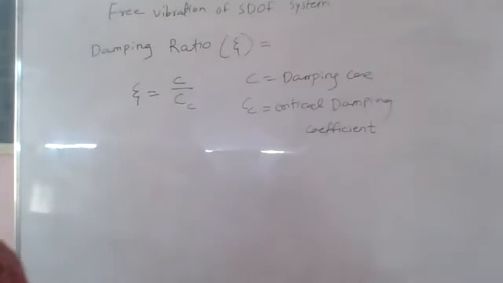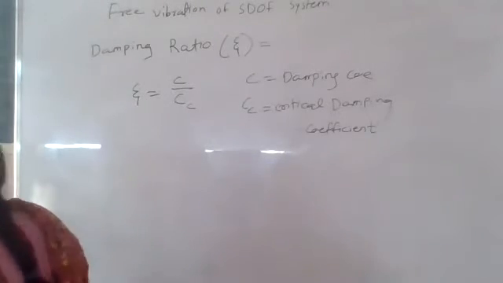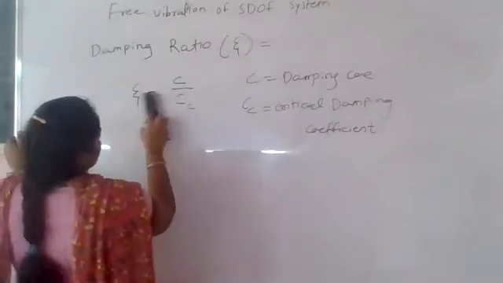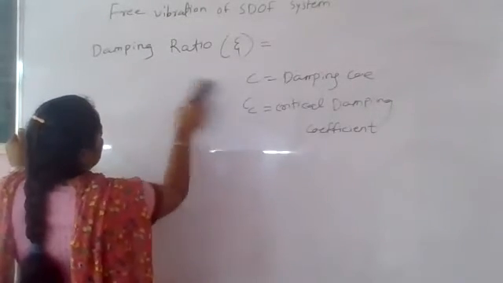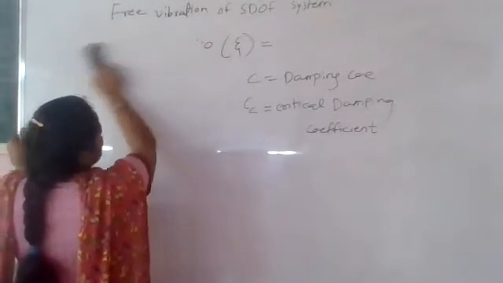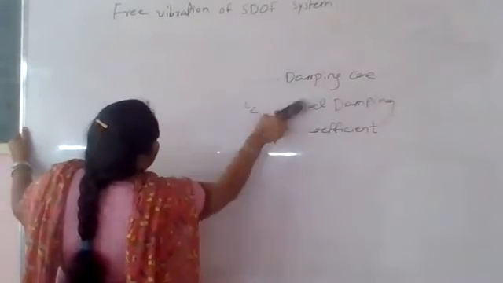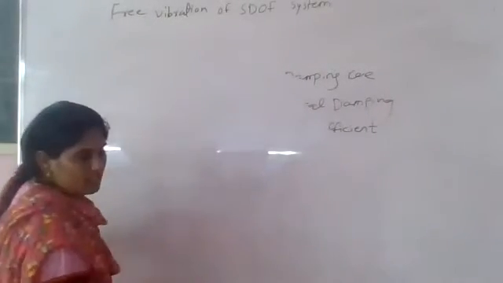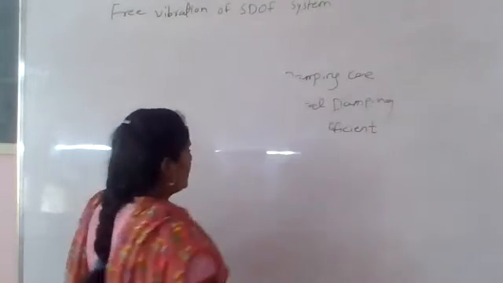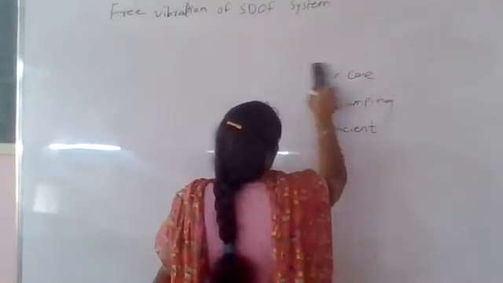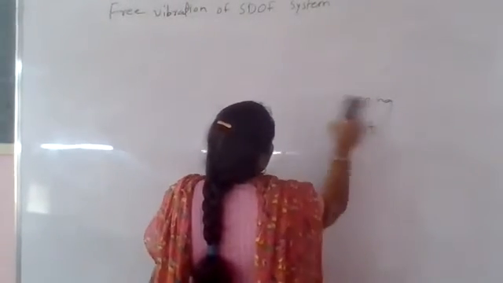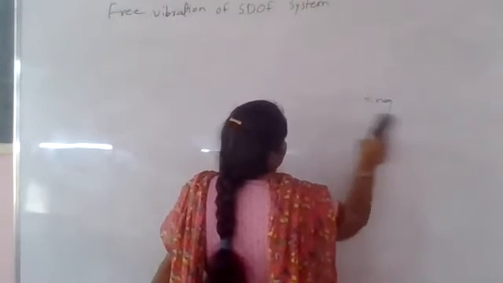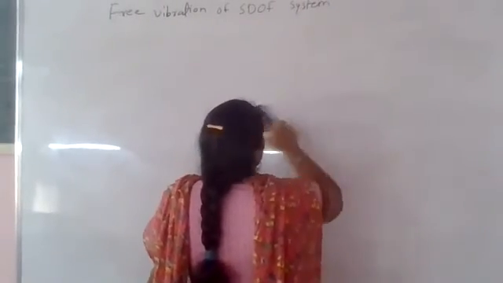Okay, for that purpose, I have pressed this. All of you clear this? Damping ratio is nothing but zeta. What is meant by zeta? Zeta is a ratio of C to Cc. C is the damping coefficient and Cc is the critical damping.